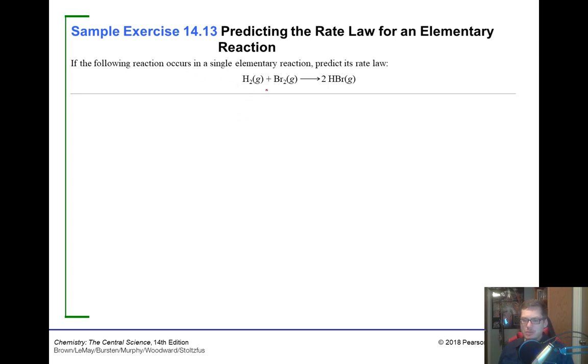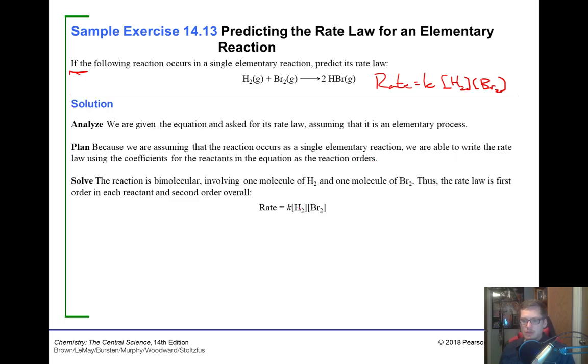Okay, now predicting the rate law for an elementary reaction. Well, we've already done this a couple of times. It says if the following reaction is a single elementary reaction, predict its rate law. Well, this is easy. It's just rate is equal to K times the concentration of H2 times the concentration of Br2. Okay, and I think they get the same thing. There it is right there.